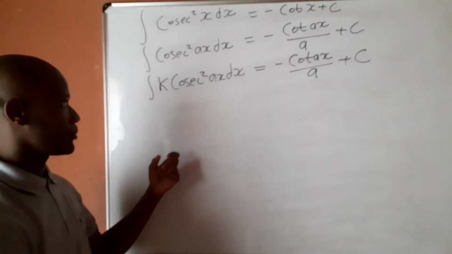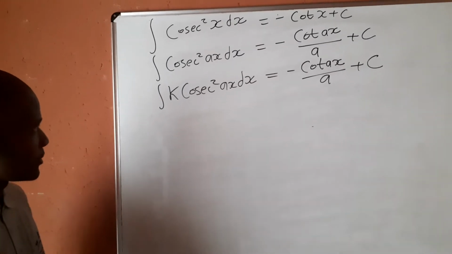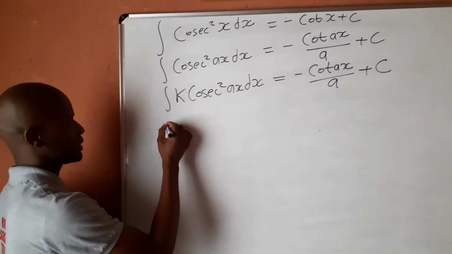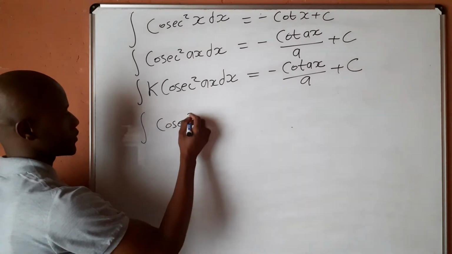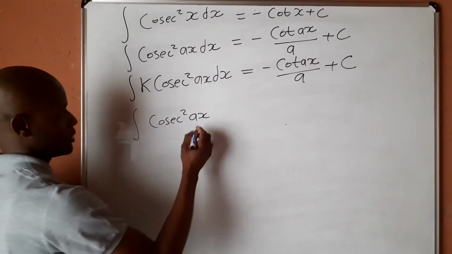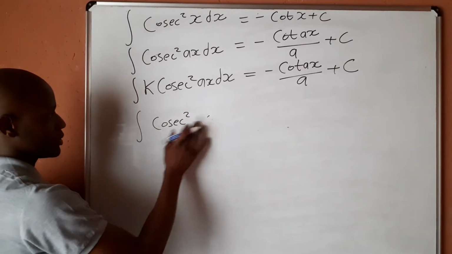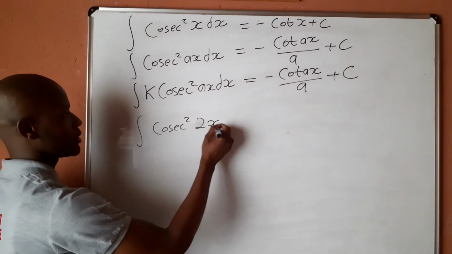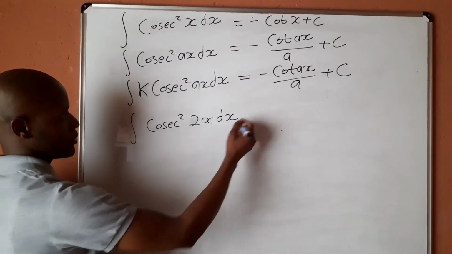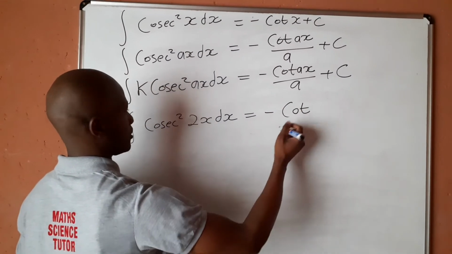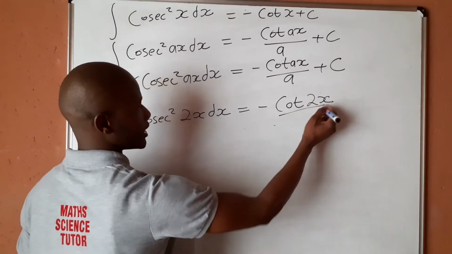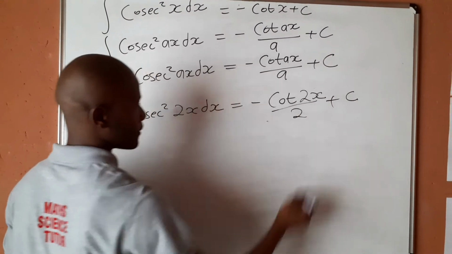So I'm doing examples applying these formulas, guys. We'll say integrate cosec squared ax. Integrate cosec squared 2x dx, which is going to be negative cot 2x divided by 2 plus c.